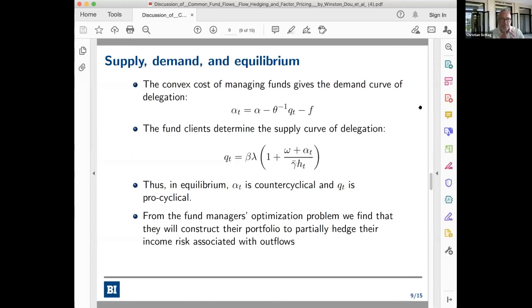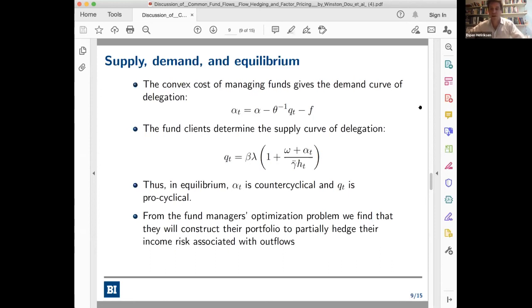So here, the convex cost of managing funds gives a demand curve for delegation. Then the fund clients' objective function gives the supply curve for delegation. Okay, the love story of economics: supply meets demand, we get equilibrium. And then in equilibrium we determine both alpha, how much alpha they would try to generate, and assets under management, essentially the flows.